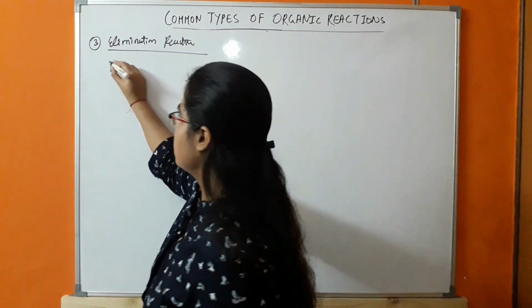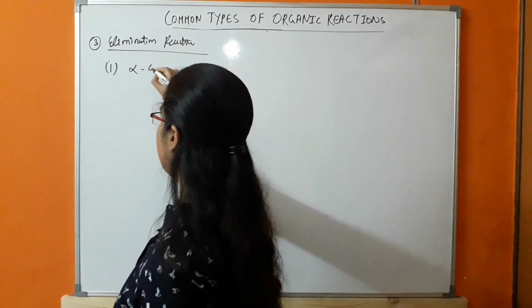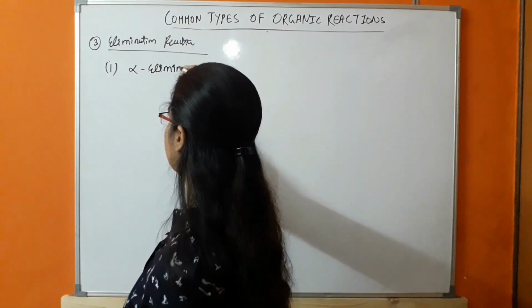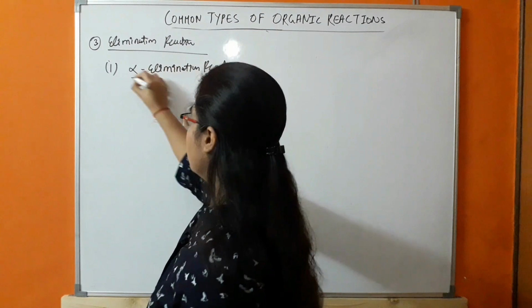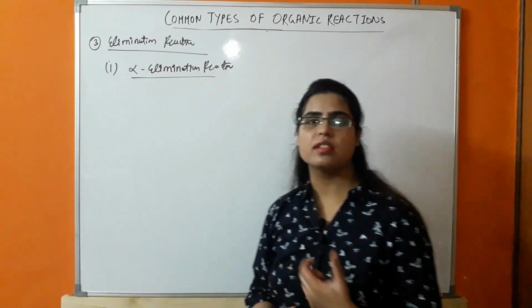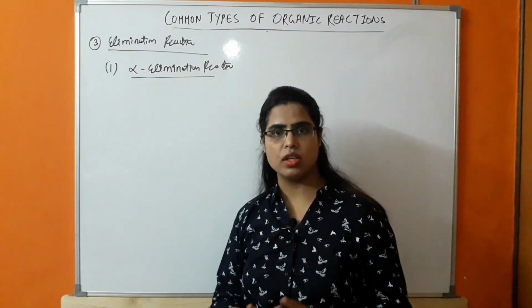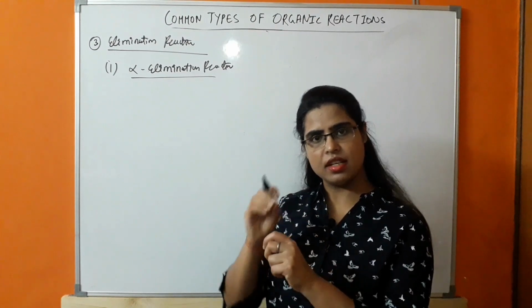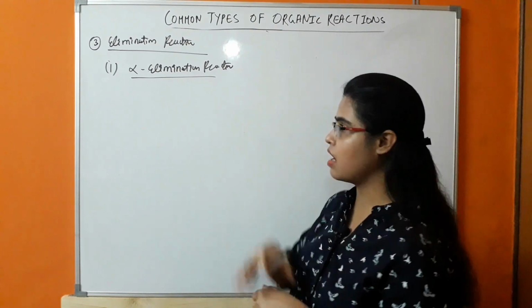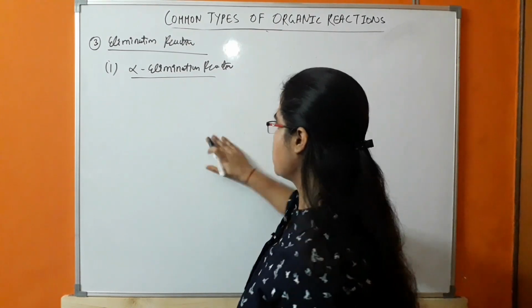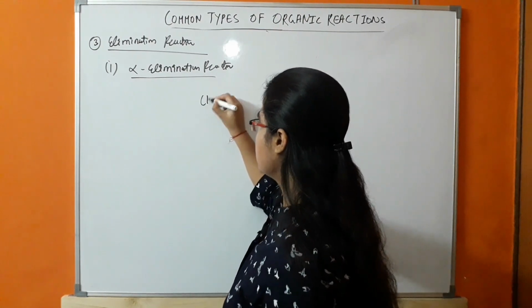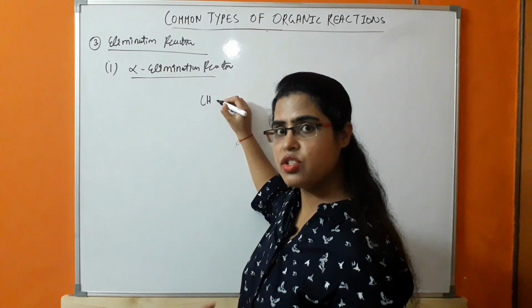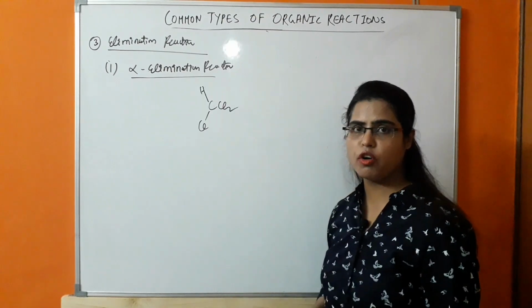First is alpha elimination reaction. It means both the atoms, halogen and hydrogen, are present on the same carbon. So this is alpha elimination. The most common example of this is chloroform, formula CHCl3.